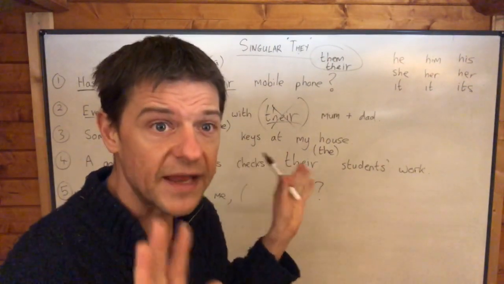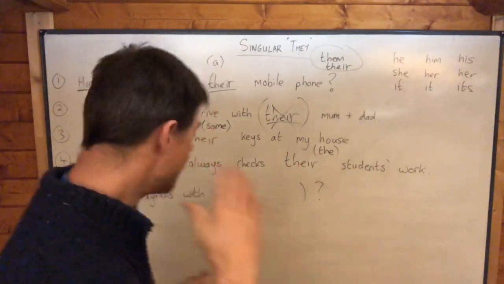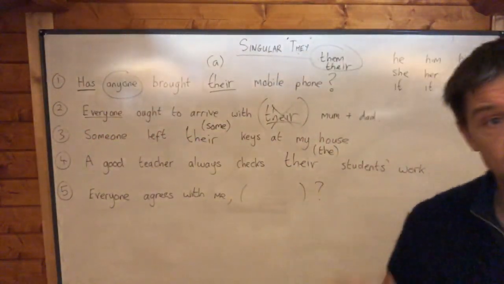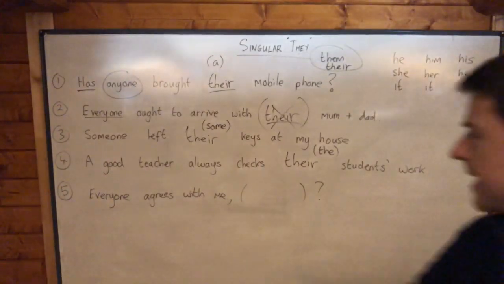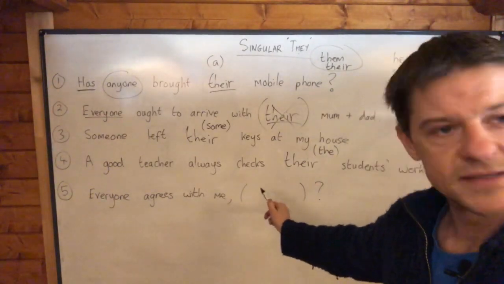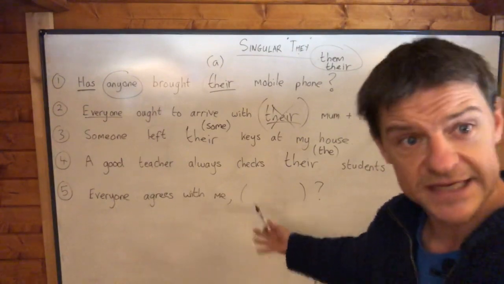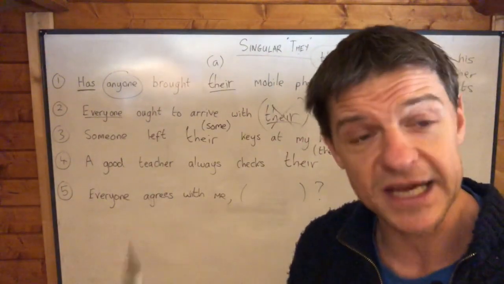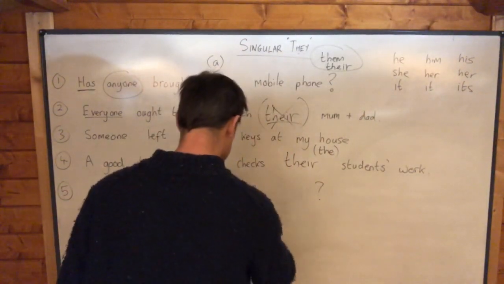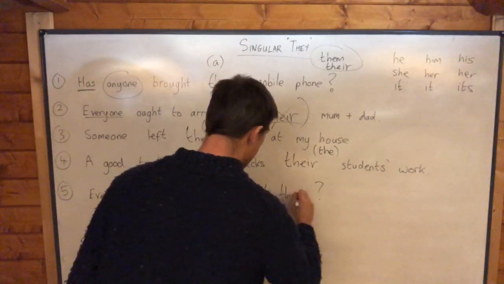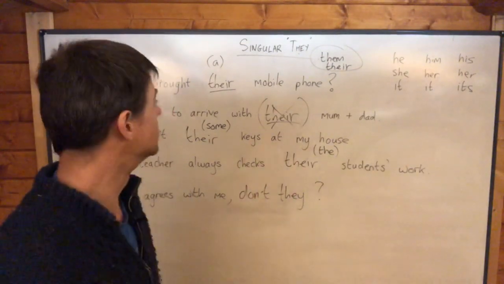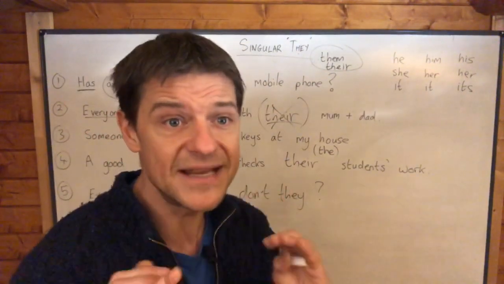Most of the time there is a way of fixing it in academic essays, but in number 5, there ain't no way of fixing it, yeah? There is no way of fixing it in perhaps more formal English. Everyone agrees with me. What are we going to put here as a question tag? Are we going to say, doesn't he or she? Or does that sound ridiculous? Everyone agrees with me, doesn't he or she? Never say that, that's ridiculous. You're just going to have to say, don't they? And I can't see any way that you can avoid that. Sometimes it's literally unavoidable. Singular they will occasionally be literally unavoidable.